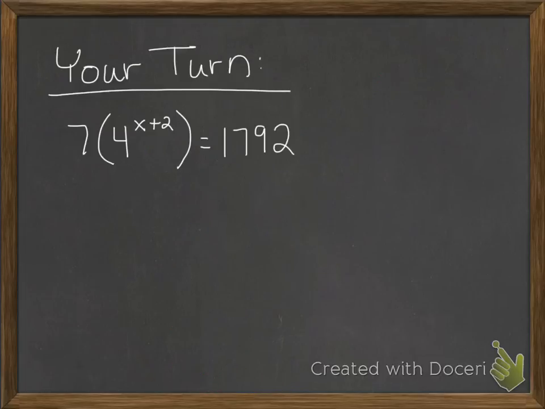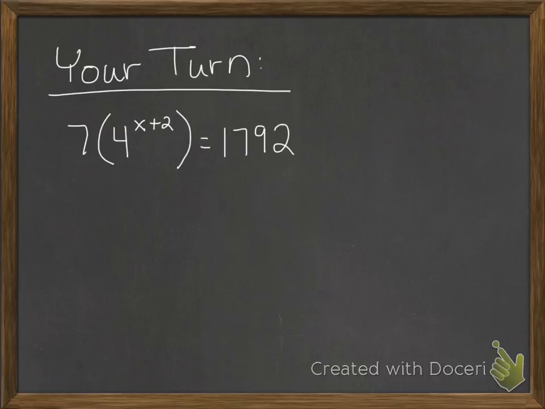So here's the problem. Your turn. You try. See what you can do on your own. So pause the video for a second. See if you can solve this. 7 times 4 with an x plus 2 exponent is equal to 1,792. See if you can figure it out on your own, and then we'll unpause the video and see if you get the same answer I got.